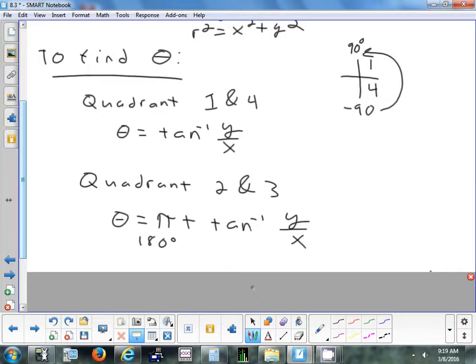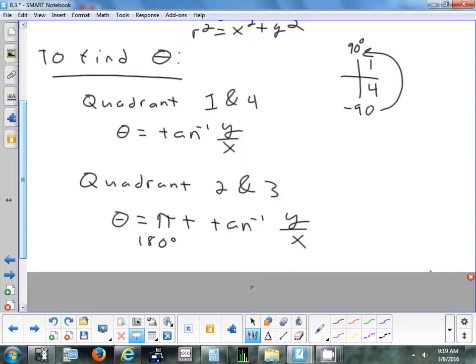Okay, so if you're in quadrants 1 or 4, you're going to use inverse tangent y over x. If you're in 2 or 3, you're going to do 180 plus inverse tangent y over x. Well, how do you know what quadrant you're in? That's why I showed you guys how to graph complex points. So you graph it and then figure out your quadrant.